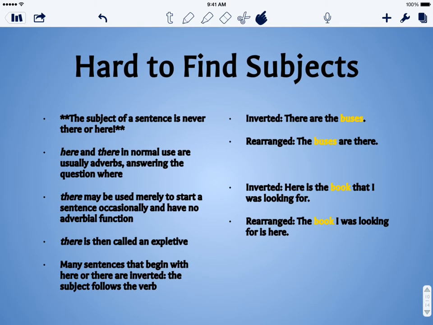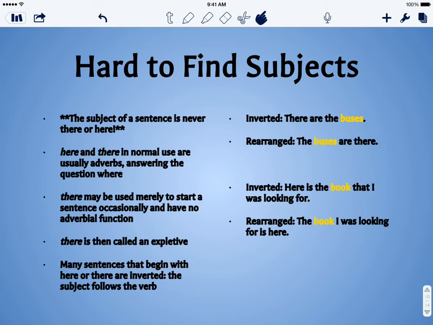There are some hard to find subjects and a few things to keep in mind about those. The subject of a sentence is never there or here. Usually those are adverbs that answer the question where. Sometimes they just begin the sentence, and other times it's called an expletive, but many sentences that do begin with here or there are called inverted sentences. The subject follows the verb.